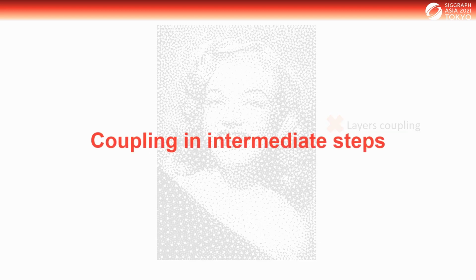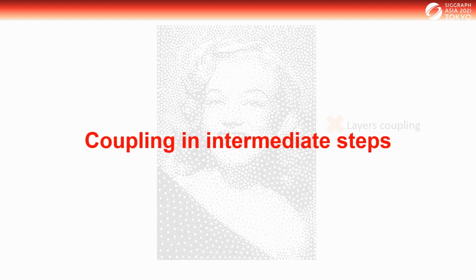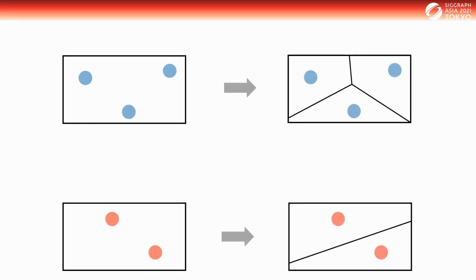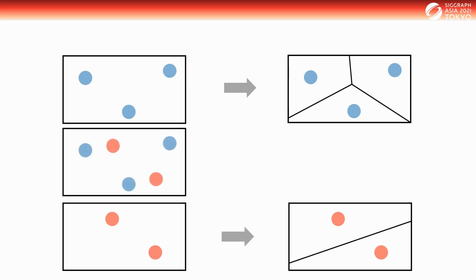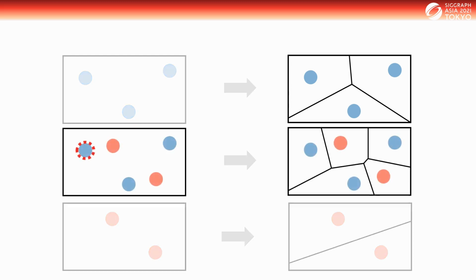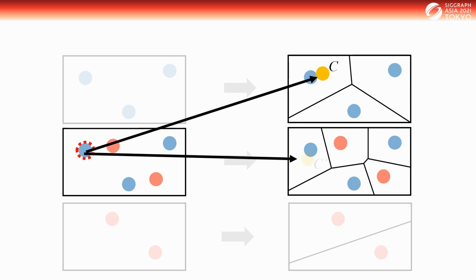To solve this problem, we couple the layers in intermediate steps with their associated Voronoi diagrams. The idea works like this. Given two layers, we can create two within-class Voronoi diagrams. We can also couple the stipples together and then create an inter-class Voronoi diagram. Now, for each stipple, we can compute two new centroids. One is from its within-class Voronoi diagram, the other from the inter-class Voronoi diagram of all stipples.